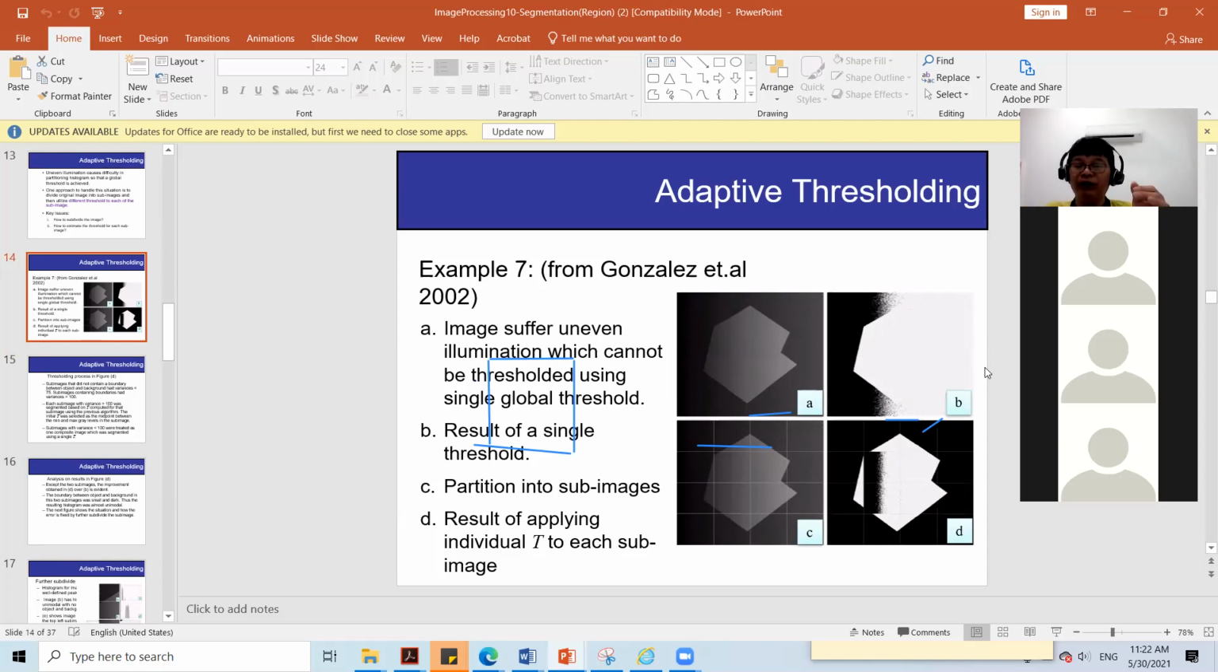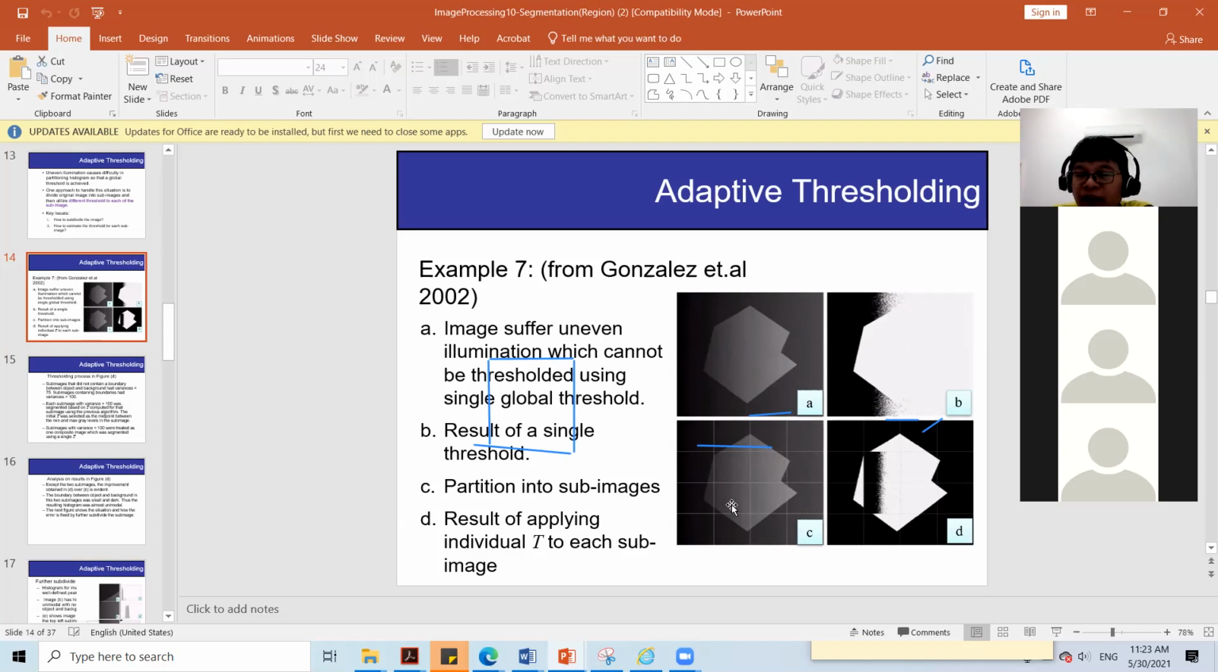The other way is what we call adaptive thresholding. Adaptive thresholding is, instead of using a single global value, you cut the image into small pieces. You can perform the global threshold here, assuming this one is a new piece of image. You process this one first, then you put it back. You process here, then you put it back. You process here, you put it back. This is called adaptive.